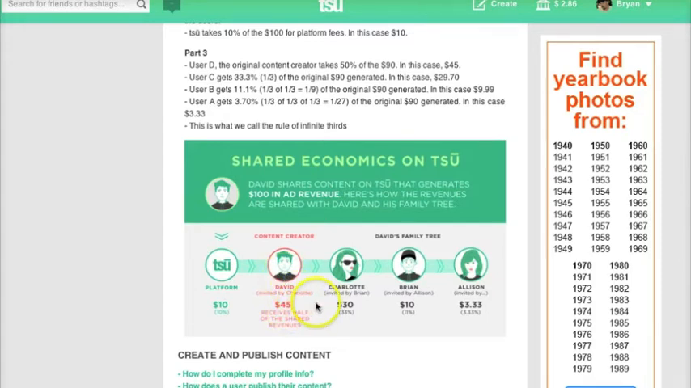Well, how did David get involved? He got invited by Charlotte. Charlotte is in David's family tree, so she's the next one in line, and she gets 33% of that half. And then Bryan invited Charlotte and was invited by Allison. So through this family tree, Allison invited Bryan, Bryan invited Charlotte, and Charlotte invited David. We work down the line, and the $90 is distributed accordingly down the family tree. So the one furthest away from the content creation makes the least amount of money off of this.